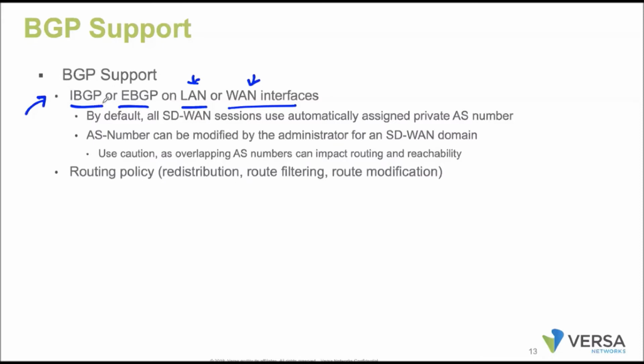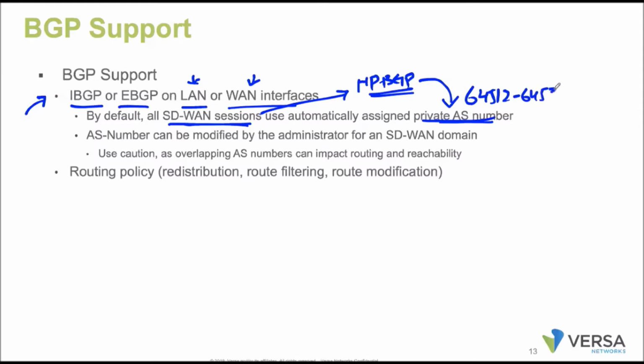Versa supports both iBGP and eBGP. Right, so what is going to happen for the SD-WAN sessions? As we discussed, for the SD-WAN sessions, the control plane, by default we have an MP-BGP configuration. This MP-BGP configuration will always try to use private AS numbers, the private AS number 61512, sorry, 61535. All these private AS numbers, the device is going to use.